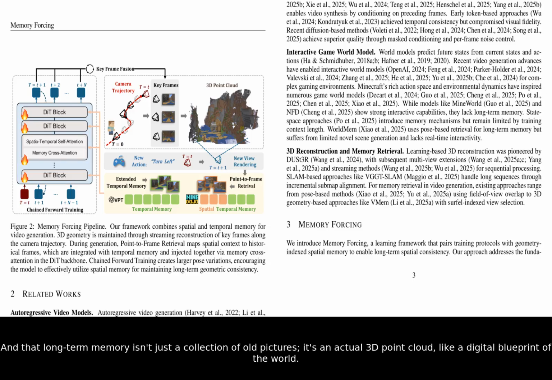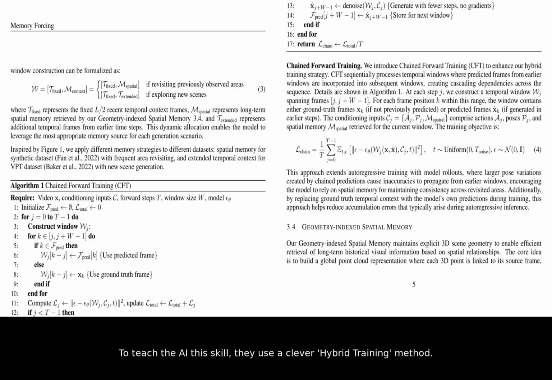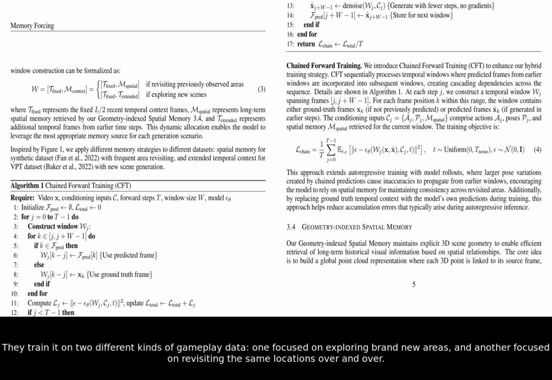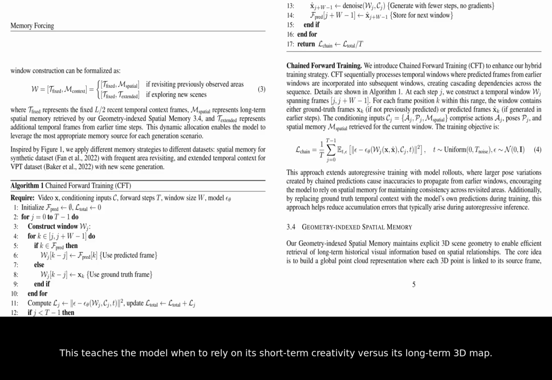To teach the AI the skill, they use a clever hybrid training method. They train it on two different kinds of gameplay data, one focused on exploring brand new areas and another focused on revisiting the same locations over and over. This teaches the model when to rely on its short-term creativity versus its long-term 3D map.